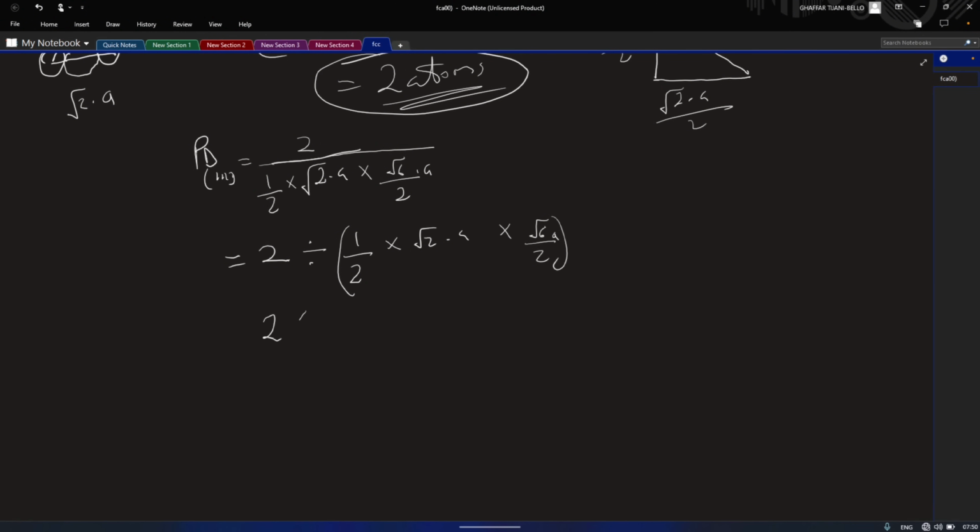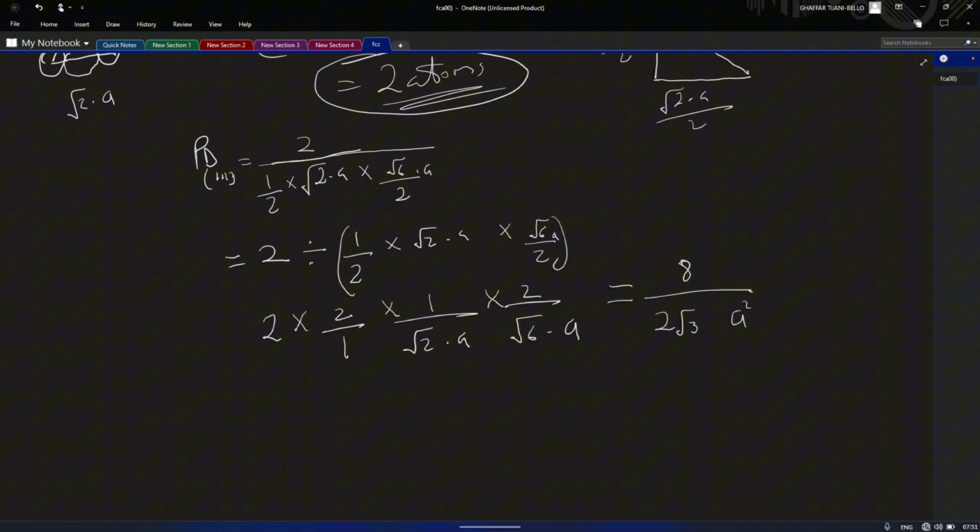So therefore we go ahead and say 2 times 2 over 1 times 1 over root 2 dot a times 2 over root 6 dot a. So above we have 2 times 2 times 2, which is 8, over root 2 times root 6, which should give us 2 root 3. 8 times 8 should give us 8 square. So if you punch in your calculator 8 divided by 2 root 3, you should have 2.309 over a square.